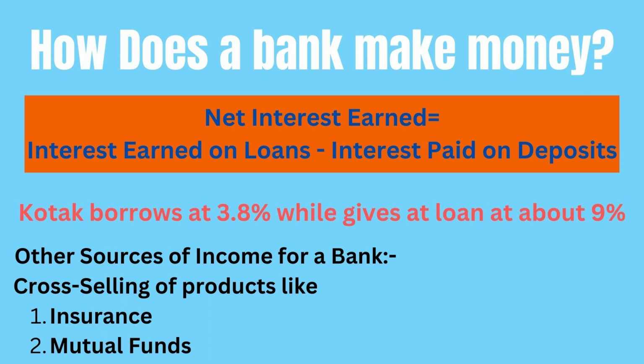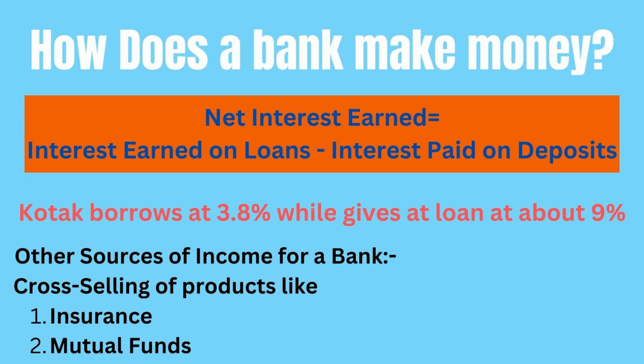As you can already see on the screen, interest earned on the loans minus interest paid on the deposits is net what the bank really earns. Let's take for an example, Kotak Mahindra Bank borrows at about 3.8% and gives out loans at about 9%. So this spread that the bank really makes is the income of the bank.